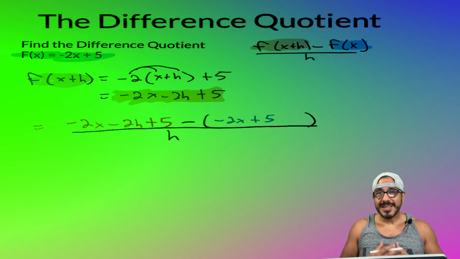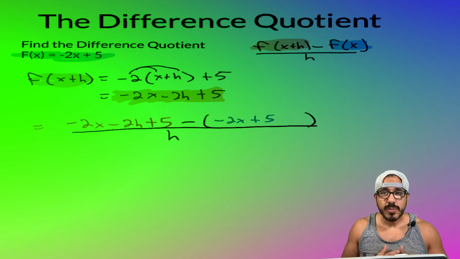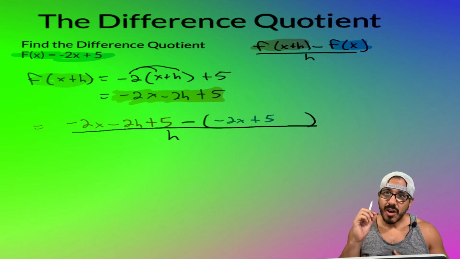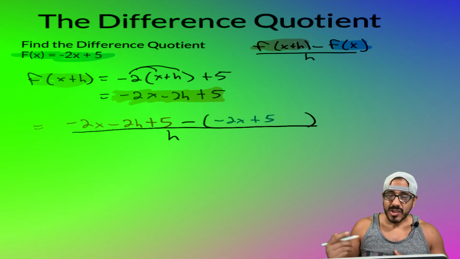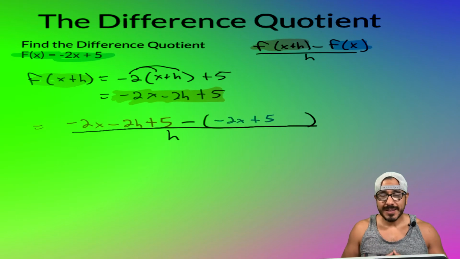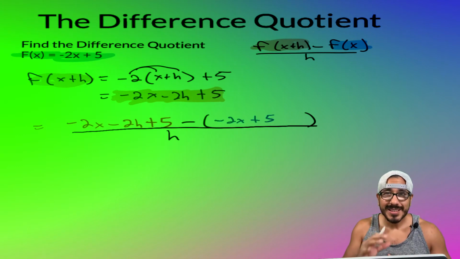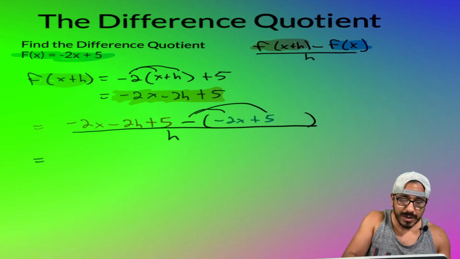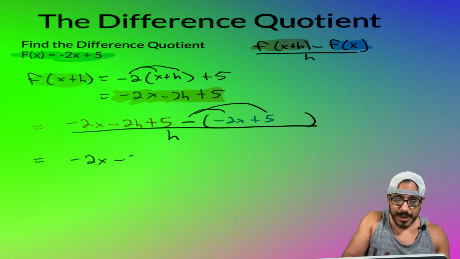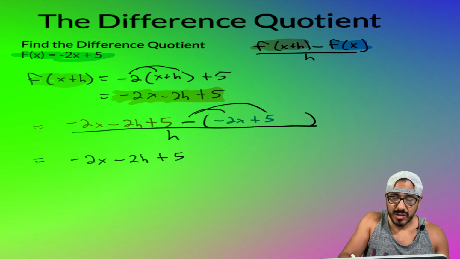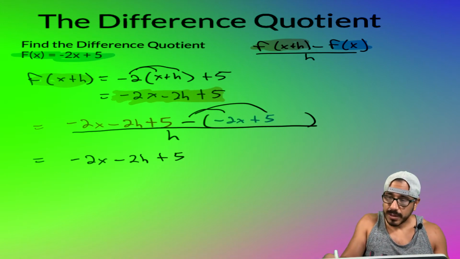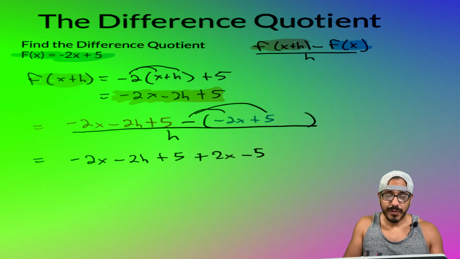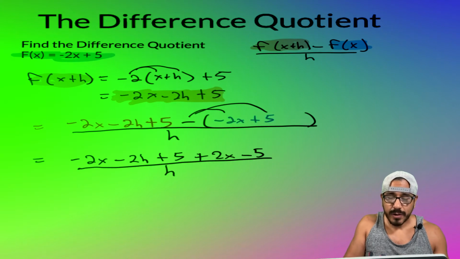Again, what you're going to see in these problems is a lot of algebra, so make sure your algebra skills are sharp. If not, check out my algebra playlist, because you want your algebra sharp before you dive into these problems, or else this is going to give you a big headache. Let's distribute that negative, and we are left with negative 2x minus 2h plus h, and distributing that negative, you're left with plus 2x minus 5. And don't forget, all that is over h.